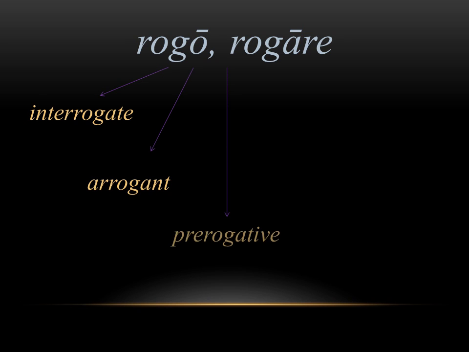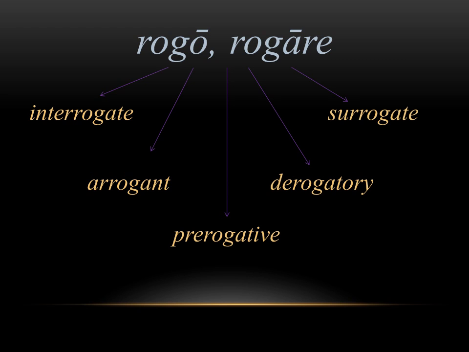Rogo, rogare means to ask in Latin. And in English, we get the derivatives interrogate, arrogant, prerogative, derogatory, and surrogate. Now, all of these have to do with asking something. So if you think of interrogating someone, you're grilling them with questions trying to get information. That's the root of all five of these English words.